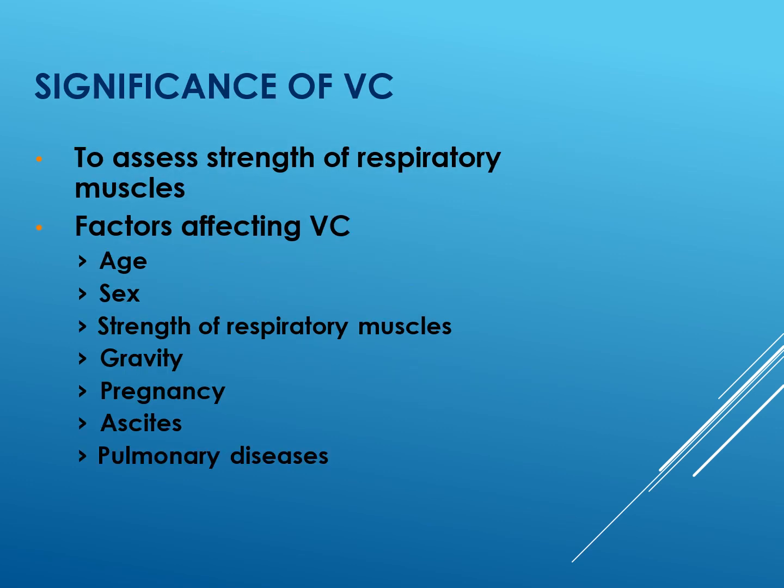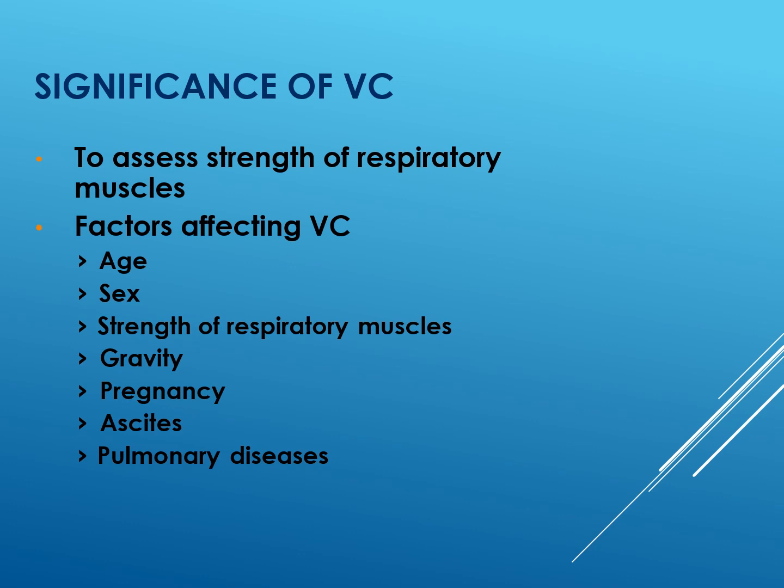And next we will see the significance of vital capacity. Estimation of vital capacity allows assessment of maximum inspiratory and expiratory efforts and thus gives useful information about the strength of the respiratory muscles. The various factors affecting vital capacity are age. In old age, vital capacity is decreased due to decrease in the elasticity of the lungs. Sex, that is, it is more in males, 2.6 liter per meter square body surface area, because of large chest size and more muscle power than females.